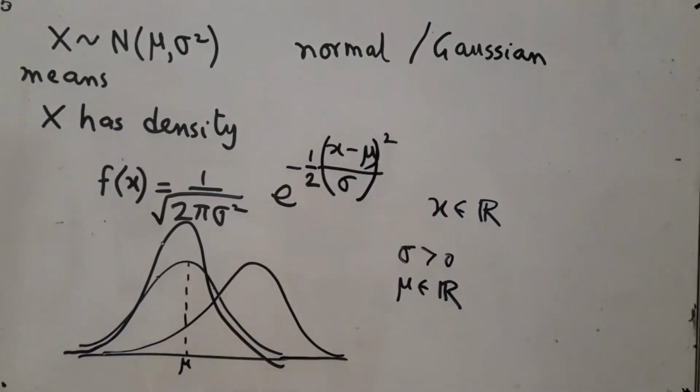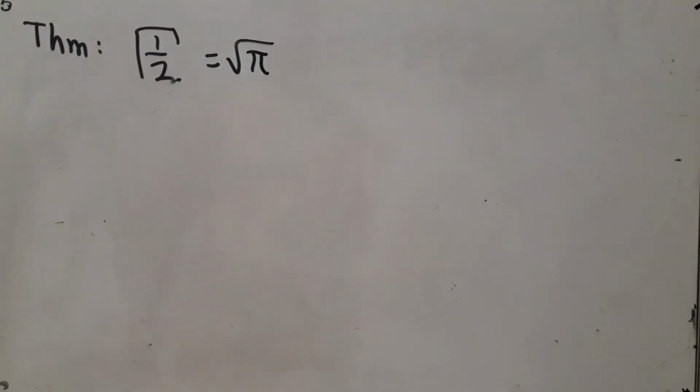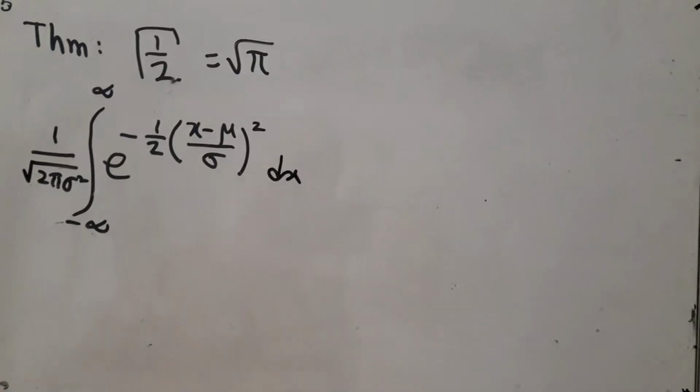Now just by looking at it, it may not be quite obvious why it is a density at all. We can say it is non-negative, but why should it integrate to 1? For that we shall need one result. The result is that gamma of half is square root of pi. We are not going to prove this result here, it's a fact from real analysis, but we shall be using it. Our aim is to show that the total integral of the normal mu sigma square density equals 1.